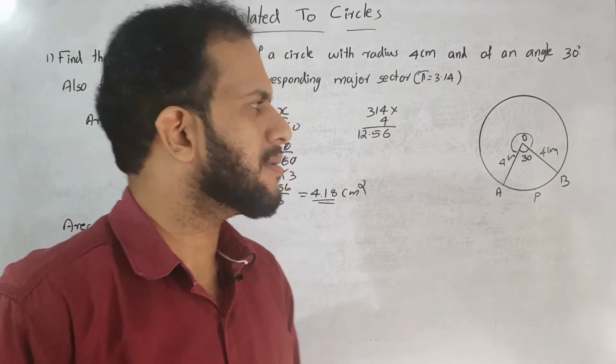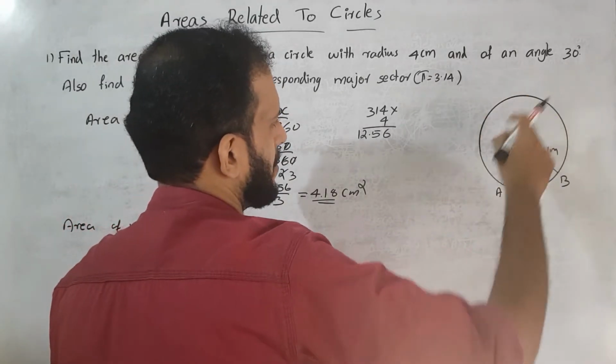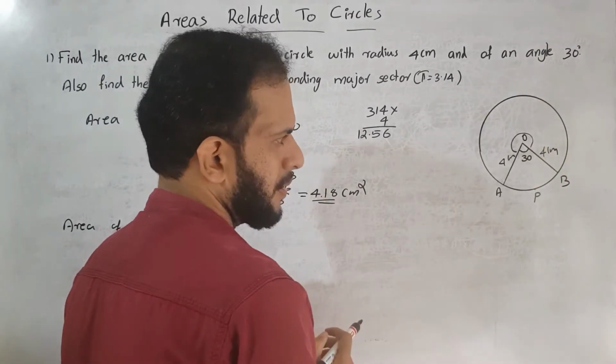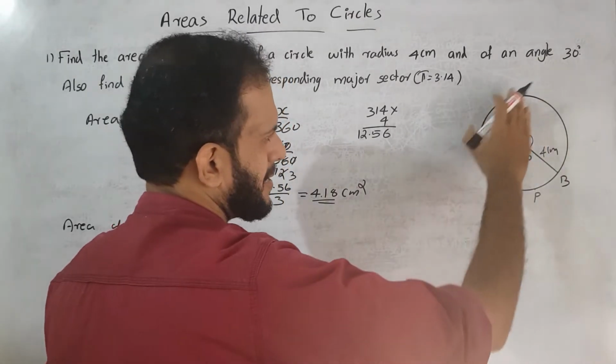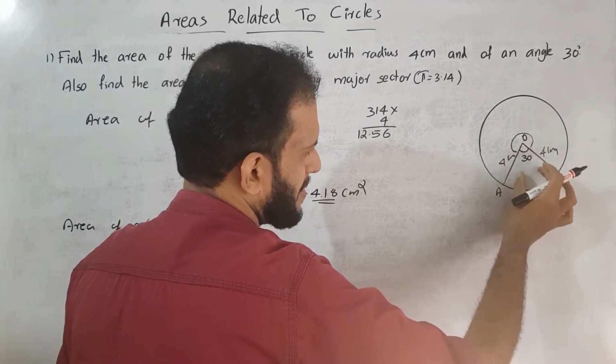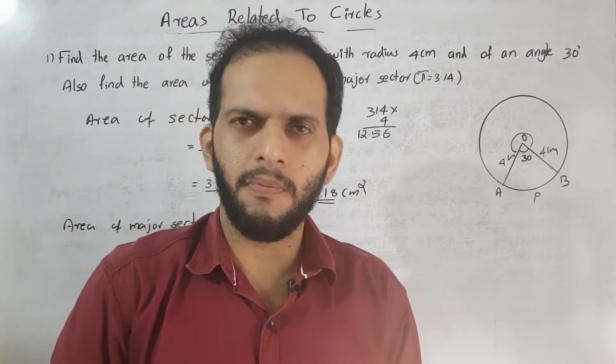Otherwise, it is possible to find the area of the major sector like this. We know this is a circle, correct? Then in this circle, if we reduce the area of the minor sector, then it is possible to find the area of the major sector.